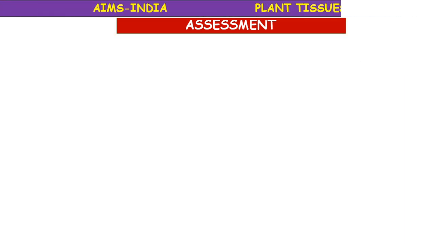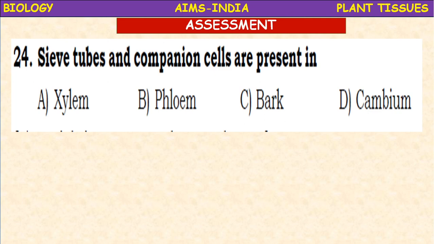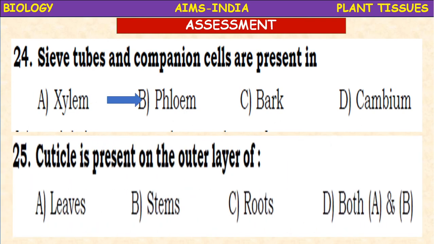Next, sieve tubes and companion cells are present in phloem tissue. Cuticle is present on the outer layer of mainly leaves. Commonly it is present in the leaves, but in some plants, like for example cactus, the waxy coat cuticle is present on the stem also. Okay.